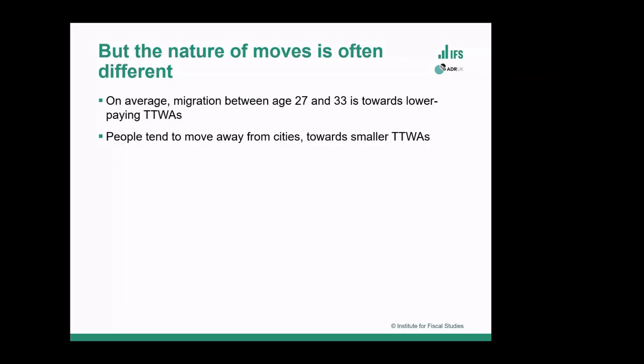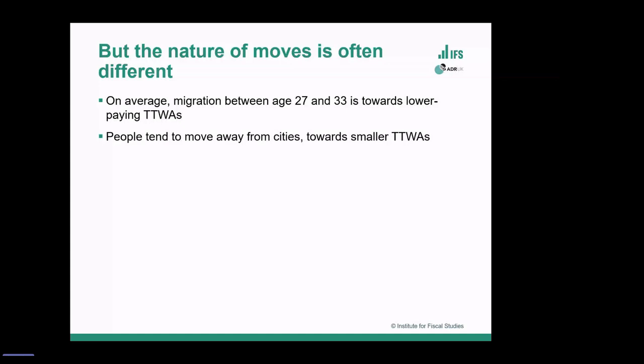So people are still moving between ages 27 and 33, but the nature of moves is often very different from the moves you see in the first period. In particular, on average, migration between age 27 and 33 is towards lower paying travel to work areas, whereas migration in the first period is very much towards higher paying travel to work areas. Another thing you see that's the opposite of the first period is that people are moving away from cities towards smaller travel to work areas.